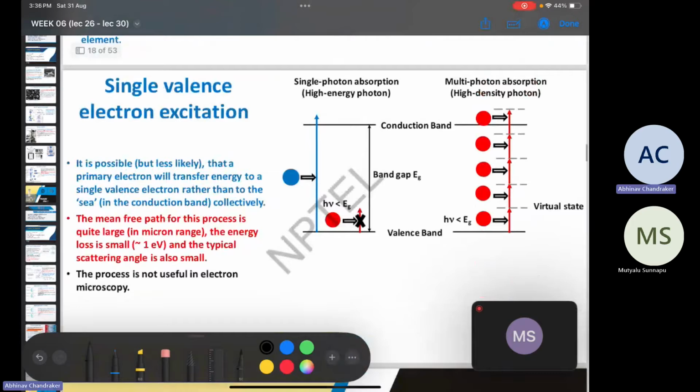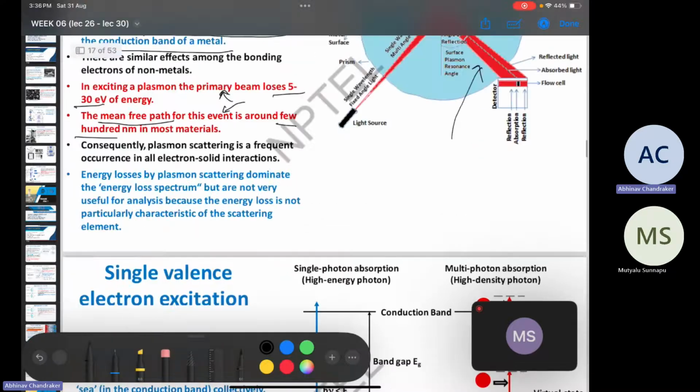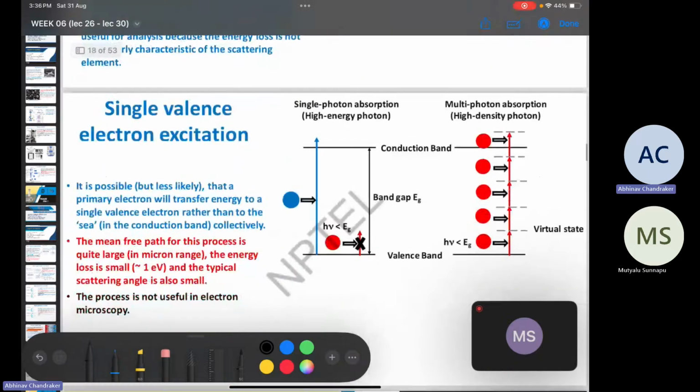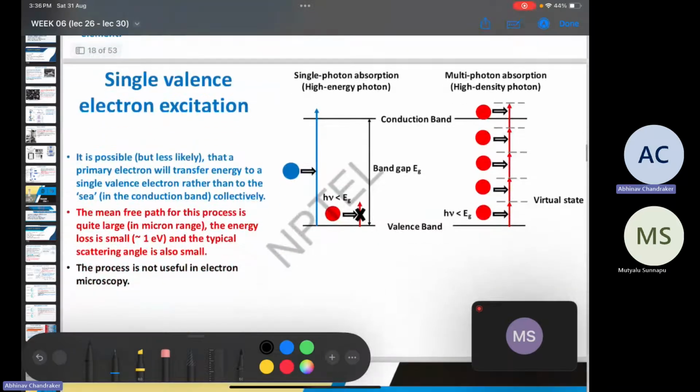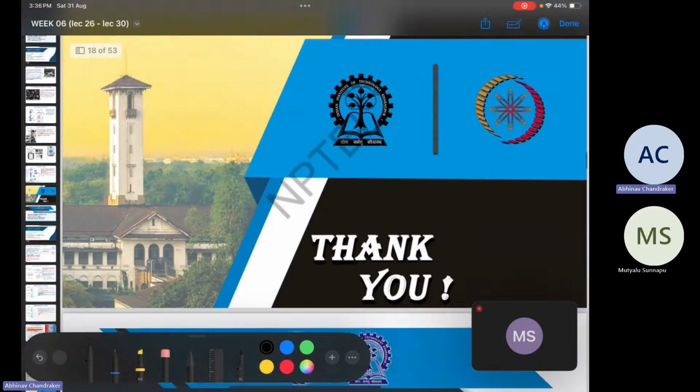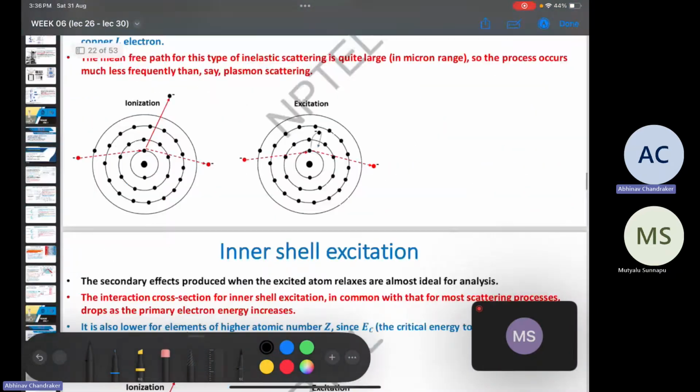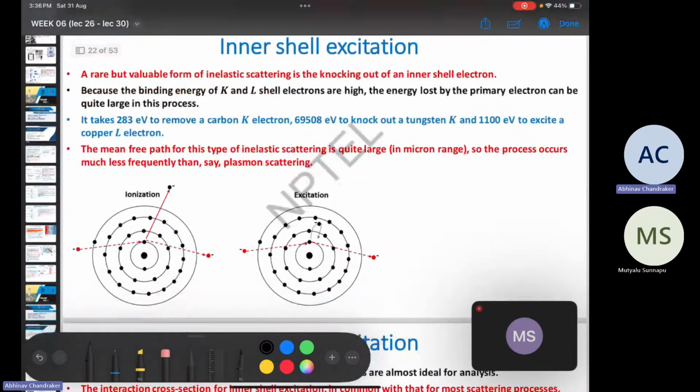Then we can have single valence electron excitation, where instead of loss of energy to the sea of electrons, which happened in plasmon scattering, the loss only happens to one electron. This is also not very useful for us. It does not give us much useful information.